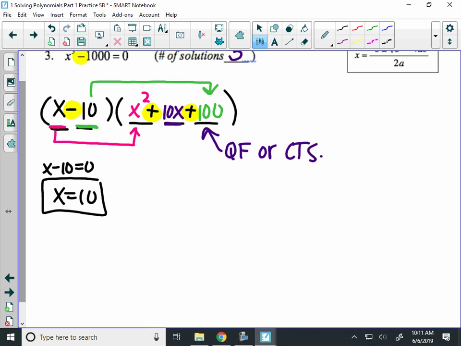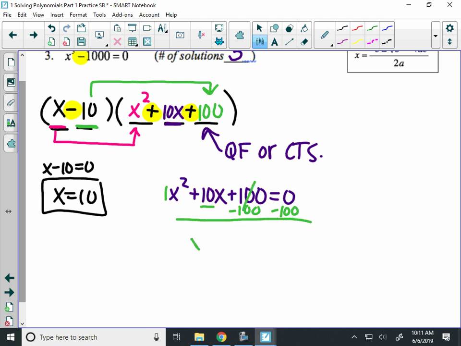Quadratic formula will always work. I'm going to show you complete the square just to review it here. So to complete the square, you're going to set the factor equal to 0. Now the reason I can use complete the square here is because the leading coefficient is 1, and in 10, the middle term is even. You subtract 100 from both sides, and when I subtract the 100, I fill in that spot with the box.